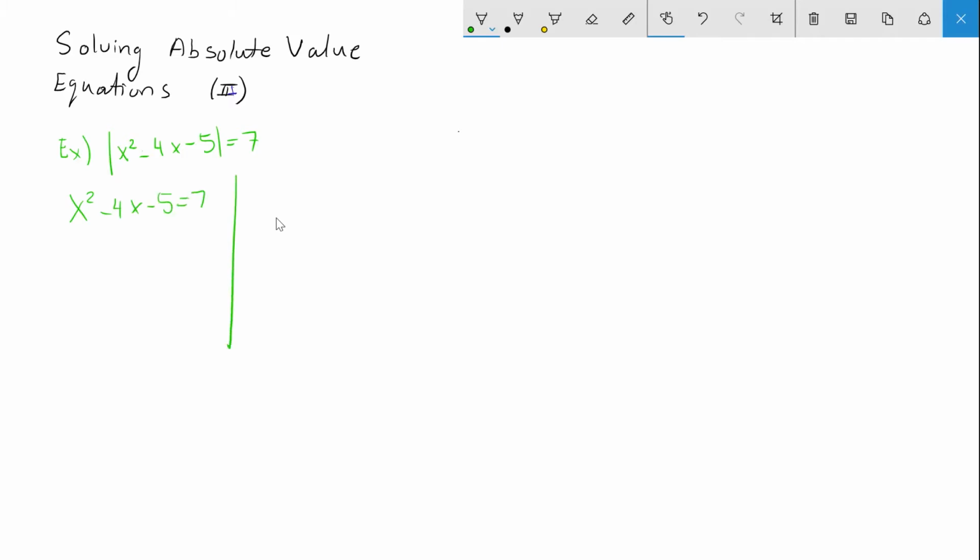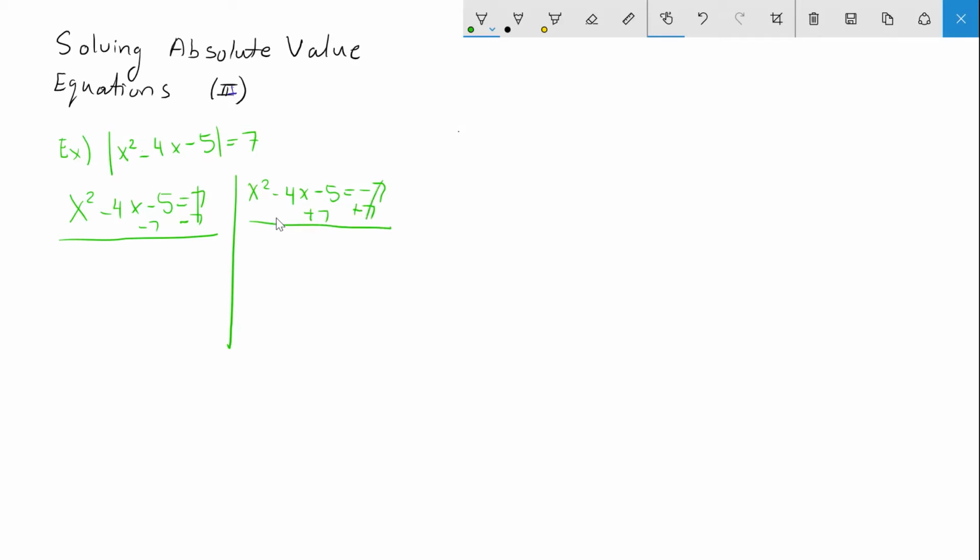And for the next part, you have to negate one side. So we have x squared minus 4x minus 5 is equal to negative 7. So we're essentially stuck with our two quadratic equations, and let's see how we can solve this. I'm going to subtract 7 on both sides. This cancels out. I'm going to add 7 on both sides.